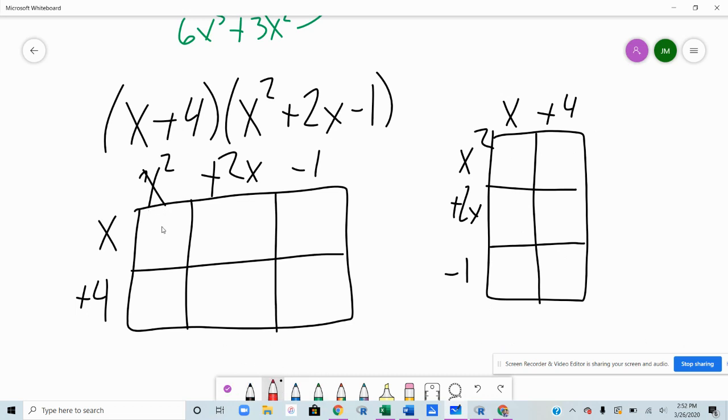Okay? So this box, remember I'm going to put a little 1 here and a little 1 here. So this first box is x squared times x, which is x to the third. This box is 2x times x, which is 2x squared. And negative 1 times x is negative 1x. Down in this row, we're going to take x squared times 4, which is 4x squared. We're going to take 2x times 4, which is 8x for the middle box. And then your last box is your constants. Negative 1 times 4 is negative 4.